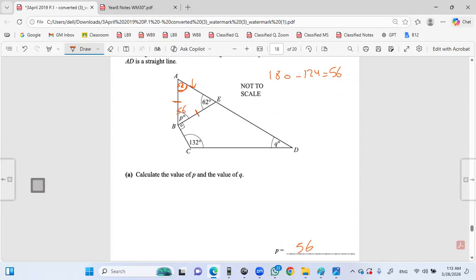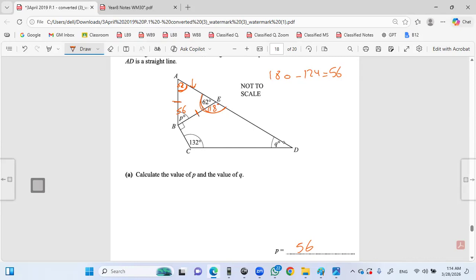All right, this is 90, this is 132. Can I find this one? Yes, angles on a straight line. How did I know that this is a straight line? Is it because it looks like a straight line? No, because they told you AD is a straight line. So 62, this is going to be what? 118 degrees. Now I can find the Q because this is a quadrilateral.